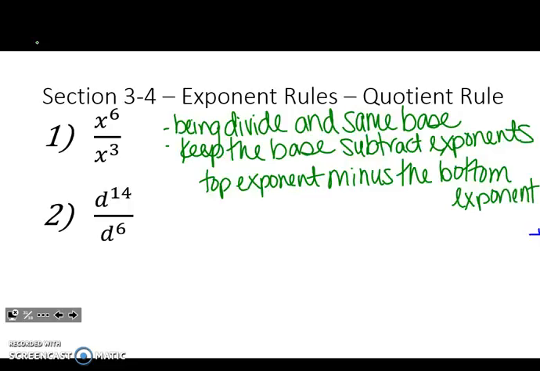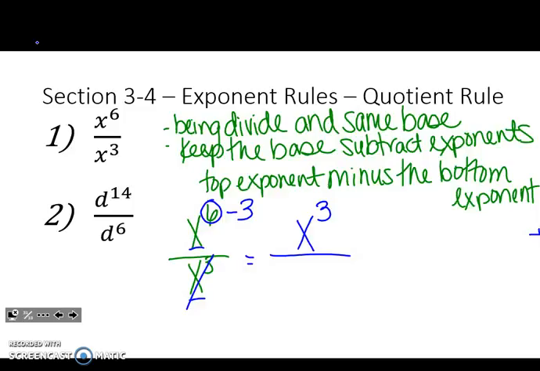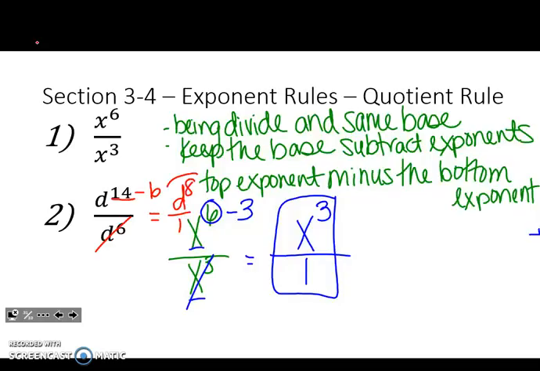So if we looked at number 1 again, and we have x to the 6th over x to the 3rd, since they have the same base of x, going to take the top exponent and subtract the bottom exponent. So 6 minus 3 is 3. So we got the same answer as we did when we wrote it longhand. So just like on number 2, I would take the top exponent minus the bottom exponent to get d to the 8th.